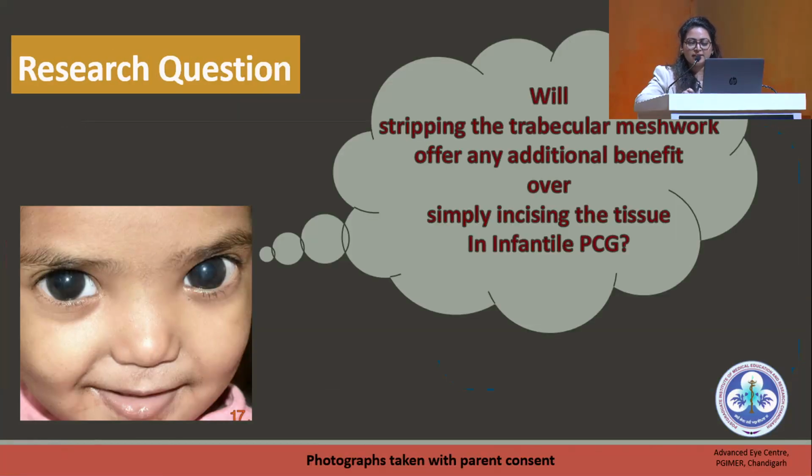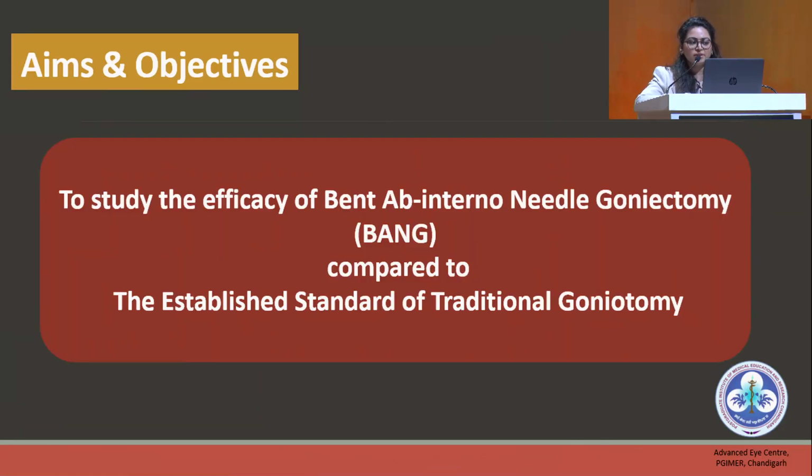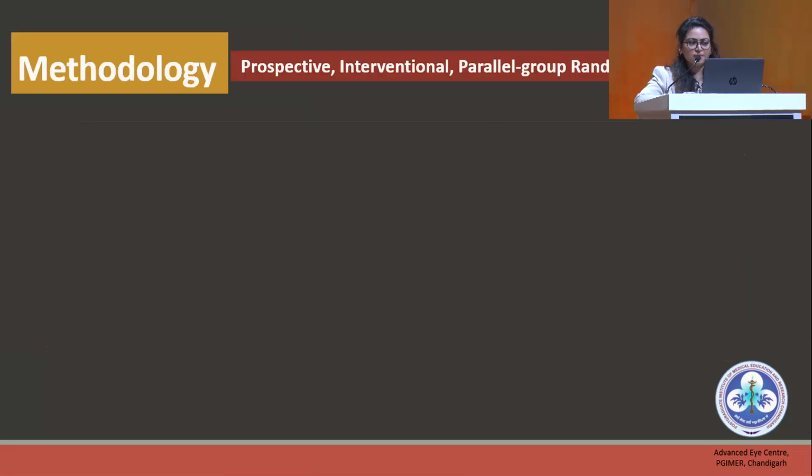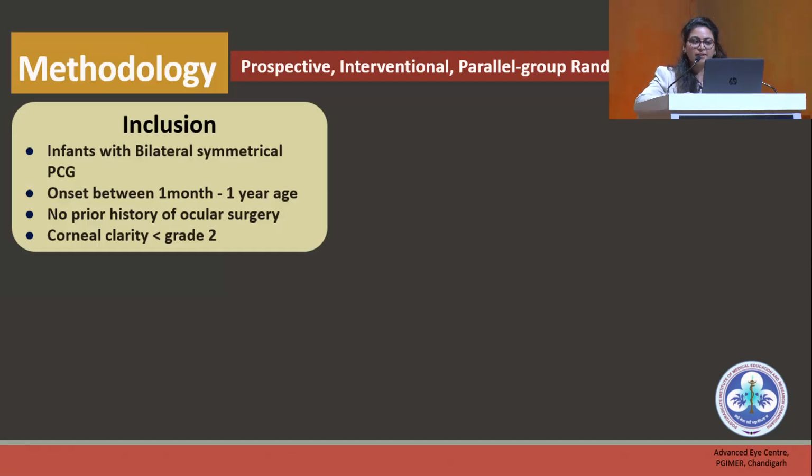So we had a study research question: will the stripping of trabecular meshwork offer any additional benefit over simply incising the tissue in infantile PCG eyes? For this, we did a study to evaluate the efficacy of BANG compared to the established standard of traditional goniotomy. Our study was a prospective interventional parallel group randomized controlled trial in which we included infants with bilateral symmetrical PCG with an onset of glaucoma between 1 month and 1 year of age, with no prior history of ocular surgery and a corneal clarity grading of less than 2.